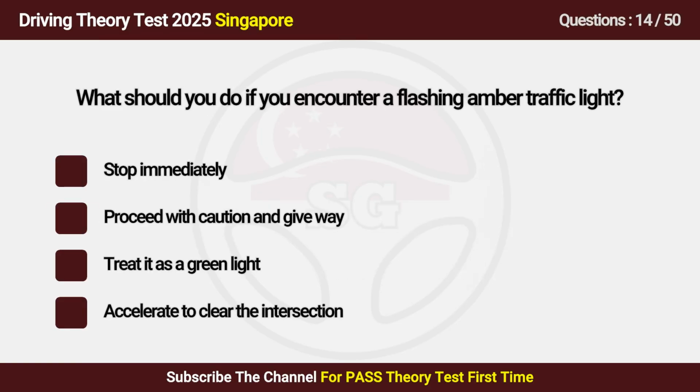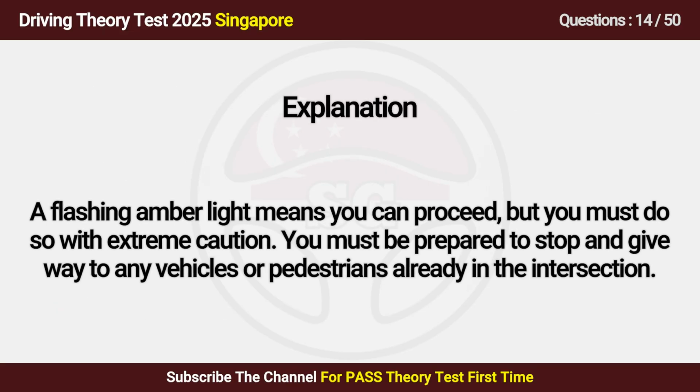Question 14. What should you do if you encounter a flashing amber traffic light? A. Stop immediately. B. Proceed with caution and give way. C. Treat it as a green light. D. Accelerate to clear the intersection. Answer is B. Proceed with caution and give way. A flashing amber light means you can proceed, but you must do so with extreme caution. You must be prepared to stop and give way to any vehicles or pedestrians already in the intersection.